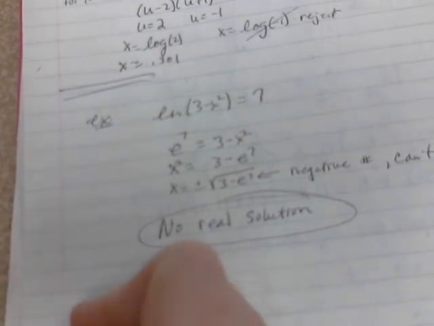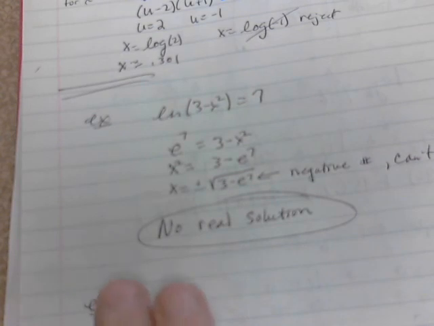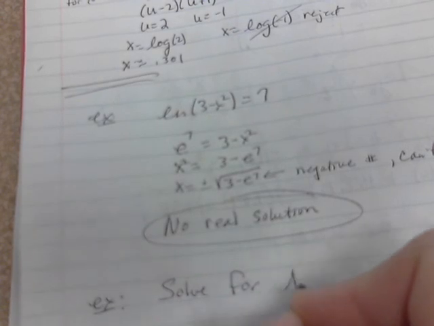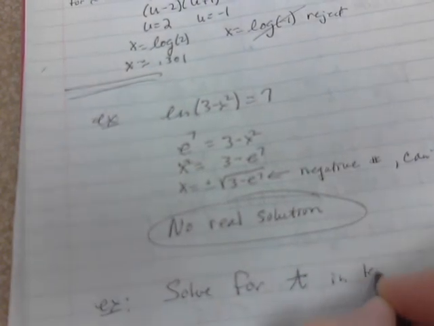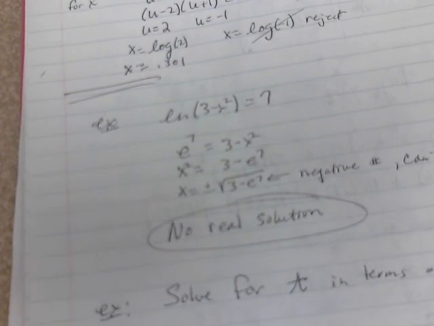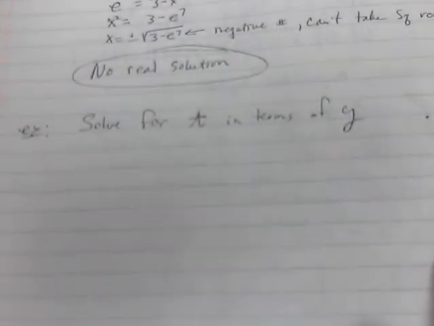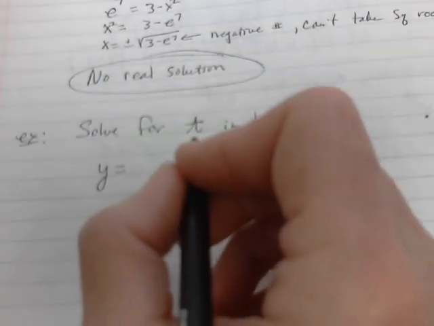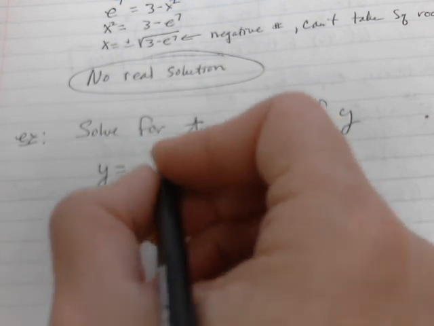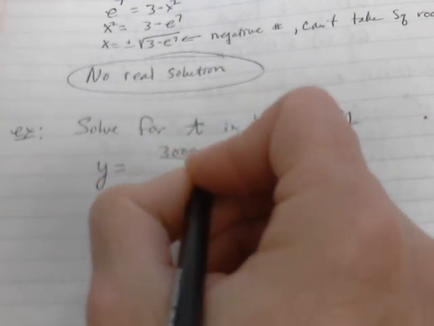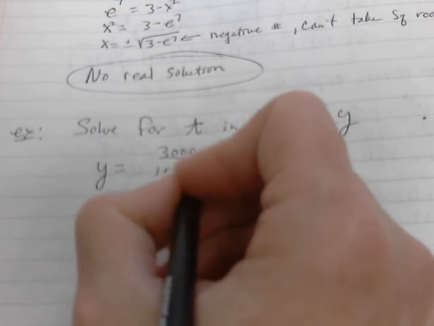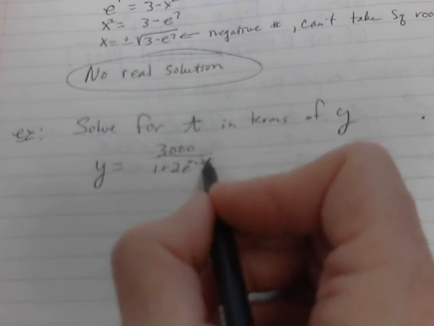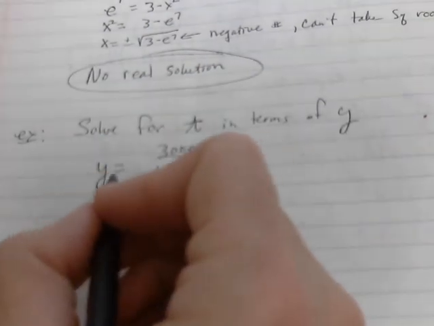And then one more example I'm going to do, and this is an exponential expression that I want you to solve for t in terms of y. Solve for t in terms of y. And this looks similar to the question that we did, question number 90, I think it was in class. Y is equal to 3,000 over 1 plus 2e to the negative 0.2t. And if I want to solve this for t, this is the similar situation that we had in class today.